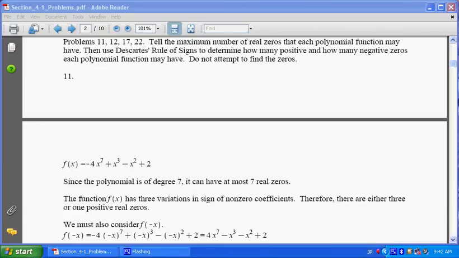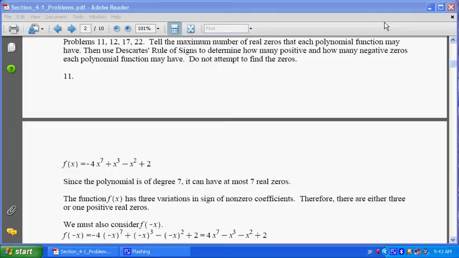Okay, for the next part of this, we're going to do problems 11, 12, 17, and 22. The directions for which are: tell the maximum number of real zeros that each polynomial function may have, then use Descartes' rule of signs to determine how many positive and how many negative zeros each polynomial function may have. Do not attempt to find the zeros. Well, the first part is easy.